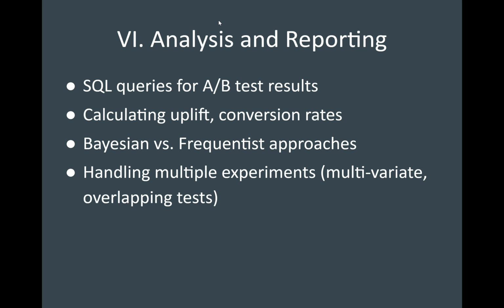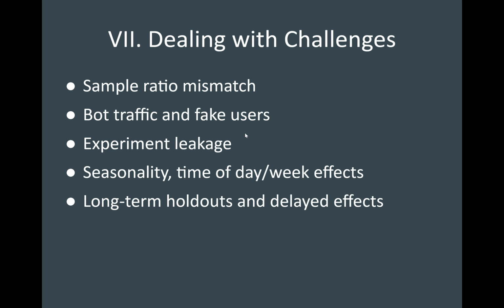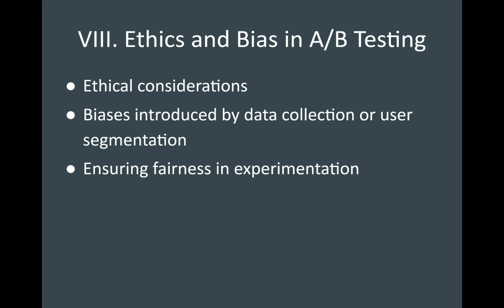And moving forward, dealing with challenges. We have sample ratio mismatch, which indicates a bug in randomization, and then bot traffic, which distorts user behavior data. There might be leakage, where users are exposed to both variants, and then seasonality, where day-of-week effects may bias the result, and then delayed effects. Some metrics like retention need time to manifest.